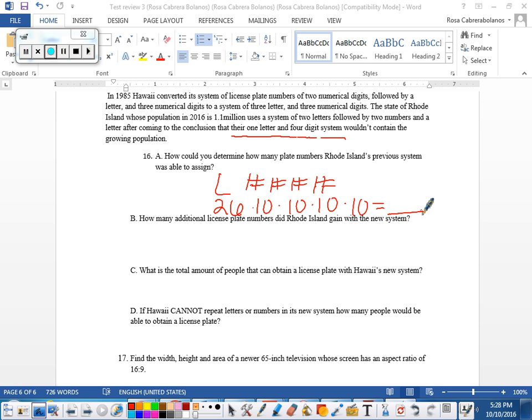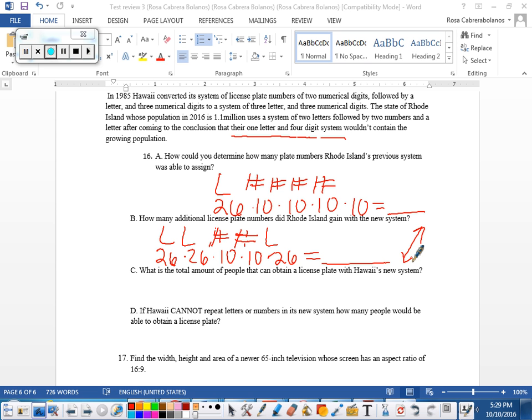And then it says how many additional license plate numbers did Rhode Island gain with the new system? And it says that the new system is 2 letters followed by 2 numbers, followed by 2 numbers and a letter. So that's 26 letters in the alphabet, 26 letters in the alphabet, 10 numbers from 0 to 9, 10 numbers from 0 to 9, and then 26. Multiply all that out and you get the new number, so I gotta subtract these 2 to find out how many additional ones they got.